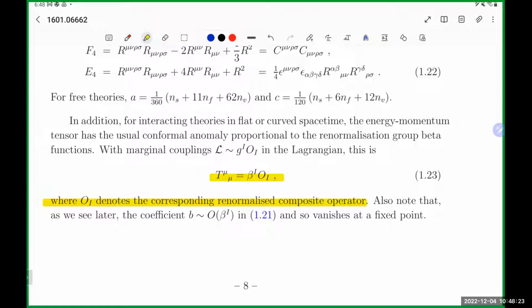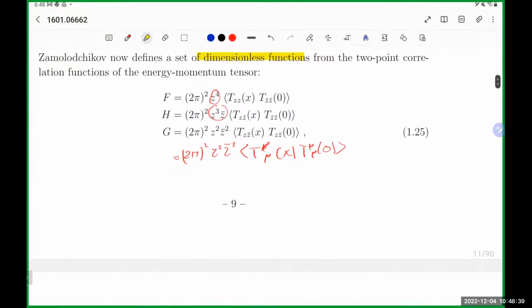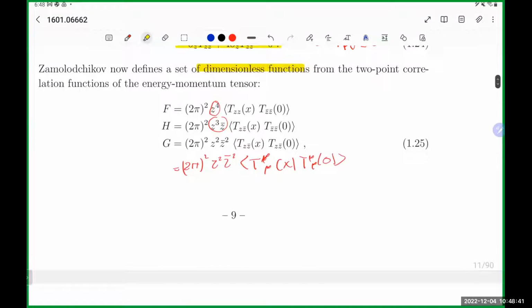We'll define composite operators and what it means. But the point is, look at the trace of the stress energy tensor. It is the sum over the beta functions of all the operators that you have in the theory for marginal couplings, right? Good. So if I would like to express this guy, it will be a sum over beta functions, beta_i, beta_j, O_i, O_j at some point. This is important. Okay, good. So let's keep in mind that the G function is like this.